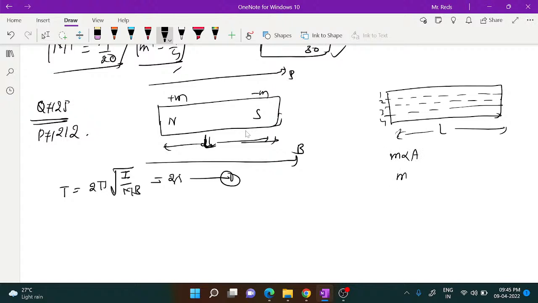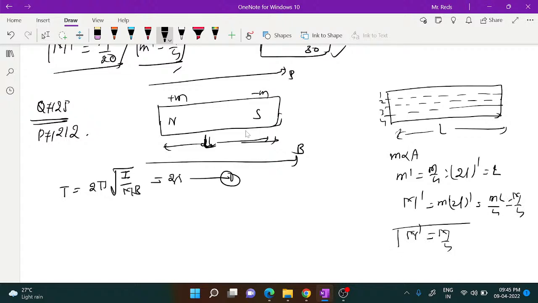The dipole moment of each piece is m dash equal to m by 4, and the length of each piece remains the same, L. Then the magnetic moment of each piece is m dash into 2L dash, which is mL by 4, or you can say m by 4. So m dash is equal to m by 4.